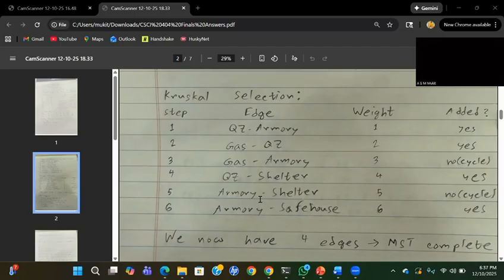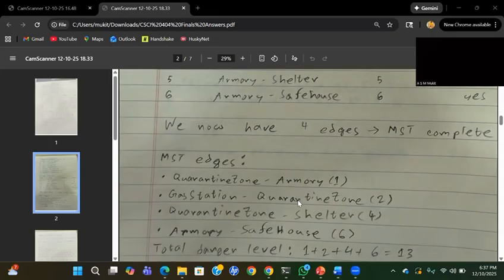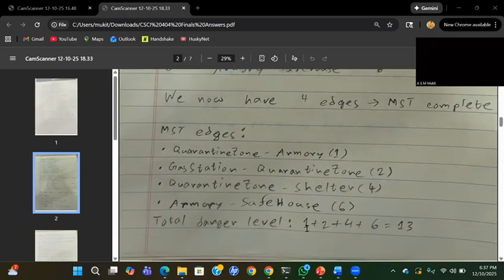The edges that were selected were quarantine zone to armory, gas station to quarantine zone, quarantine zone to shelter, and armory to safe house. The weight for quarantine zone to armory was 1, gas station to quarantine zone weight 2, quarantine zone to shelter weight 4, and armory to safe house weight 6. So the total danger level, or total MST weight, was 1 plus 2 plus 4 plus 6, which is 13.